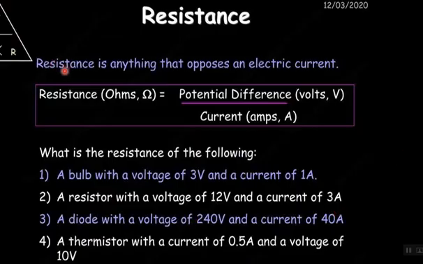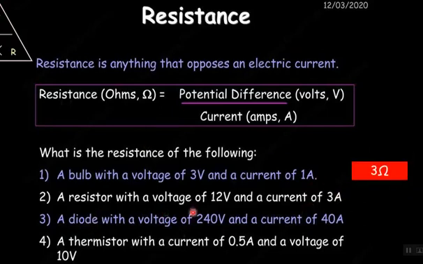Okay, so firstly, resistance is anything that opposes electric current. So we can see that the resistance and the current are inversely proportional to each other. The moment there is a high resistance, there would be a low current, and the moment there's a low resistance, there will be a high current. So let's use the formula a bit. A bulb of voltage 3 volts and a current of 1 ampere. What is the resistance? 3 divided by 1 gives me 3 ohms.